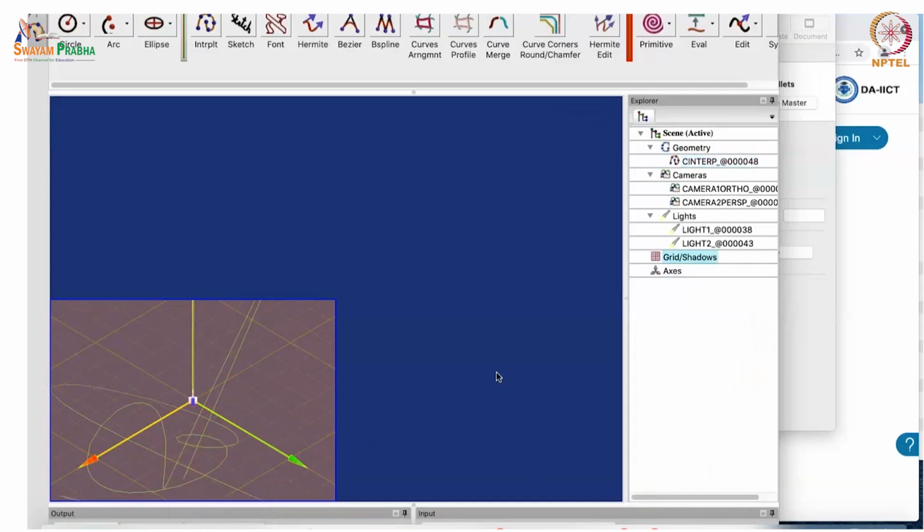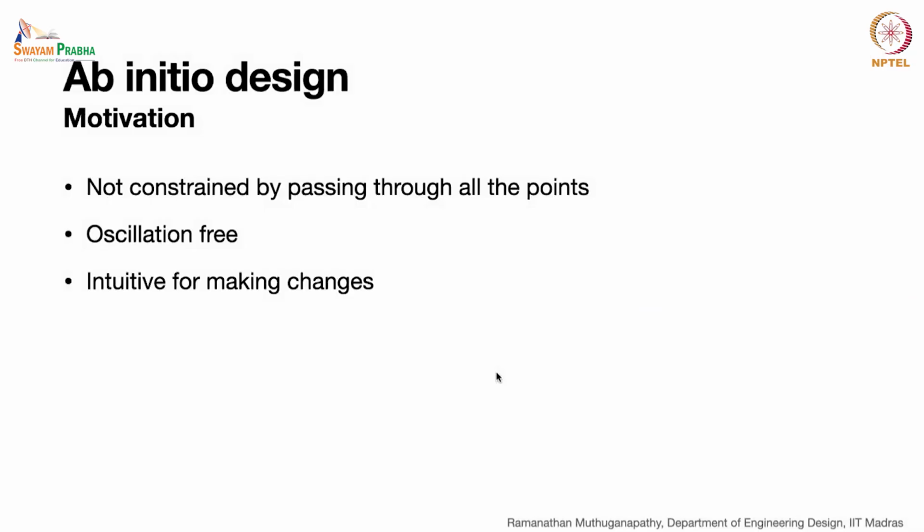It is not easy to control these oscillations, and we don't want them when you want to go for a design. For example, imagine you are designing the body of an aircraft, and then you get all these oscillations coming in. This phenomenon happens as you increase the degree of the curve. So the problem with these approaches is that they generate oscillation. There is another problem which is called ab initio design, which is what we are going to focus on more.